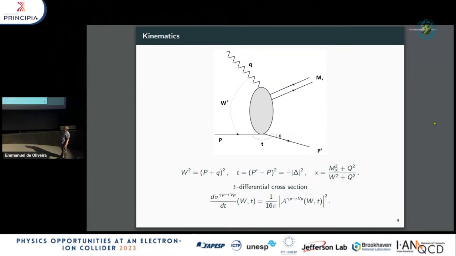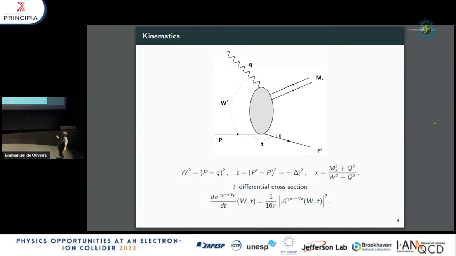So these are the variables. I'll show some plots soon. And one of the variables is the center of mass energy of the photon and proton system, okay? And this is W. And we also have the transferred momentum that sometimes we write as delta. And this is the momentum that the proton gets. And of course, we have x. It's not quite Bjorken x, but the x that enters the calculation. It's the corrected Bjorken x. And this will be important because we'll be probing small x or large x, depending on this variable.